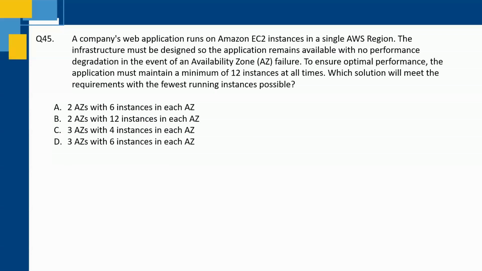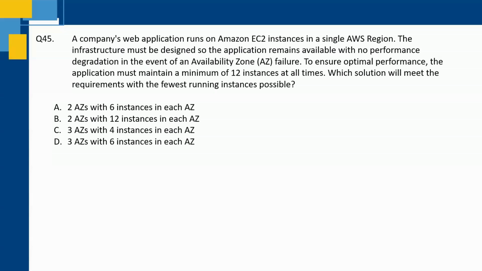Which solution will meet the requirements with the fewest running instances possible? Your options are 2 AZs with 6 instances in each AZ, 2 AZs with 12 instances in each AZ, 3 AZs with 4 instances in each AZ, and 3 AZs with 6 instances in each AZ. Now folks, the key to the answer here is fewest running instances. So let's analyze each option.